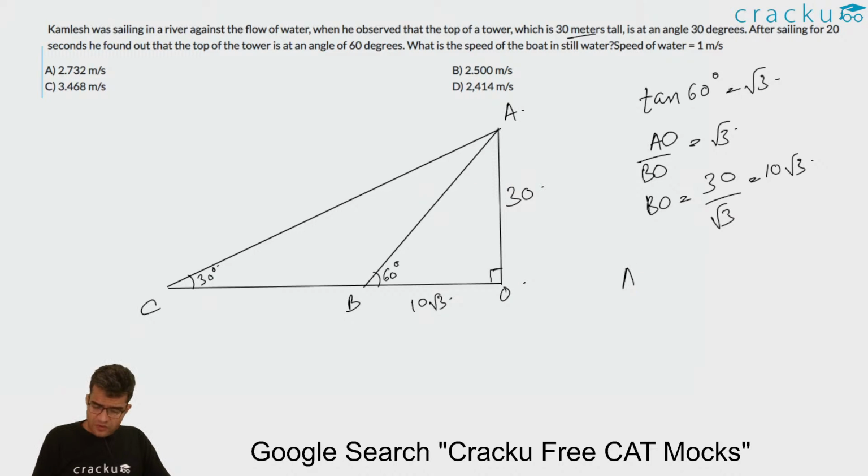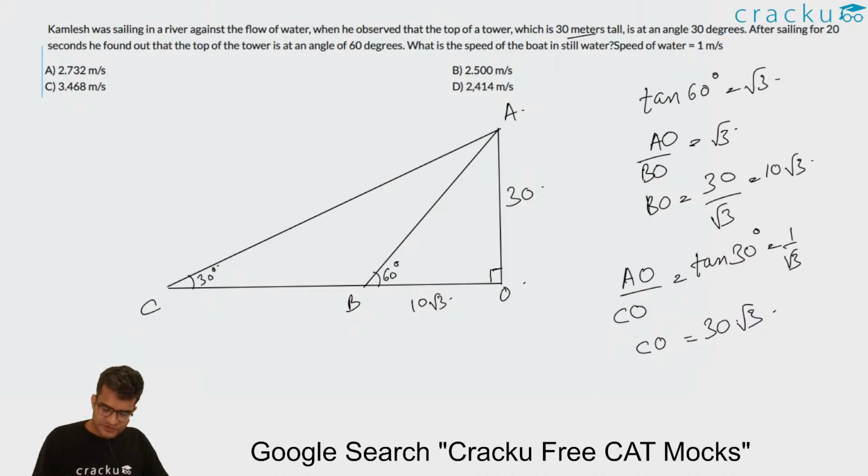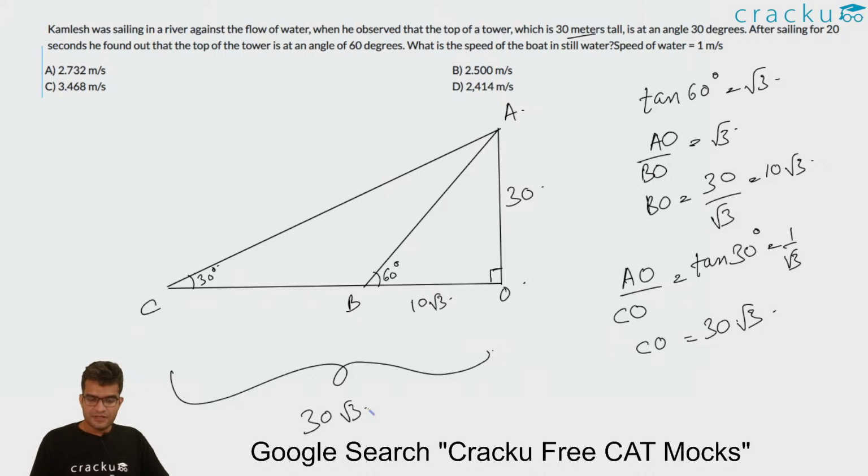Similarly, AO divided by CO is equal to tan 30 degrees, which is equal to 1 by root 3, or the length of CO is equal to AO, which is 30 into root 3. So this is 30 root 3. Then we can easily figure out the length of CB, which will be equal to 20 root 3 meters. So this boat has traveled 20 root 3 meters in 20 seconds.